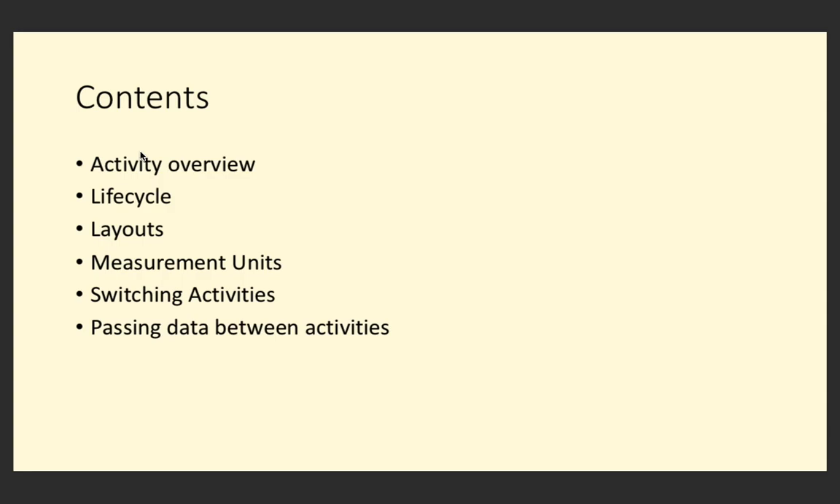We'll touch again on layouts and measurement units. We'll look briefly at a different type of layout, just as an example. And then we'll look at how we can go from one activity to another and pass data between those activities. And then we'll revisit something that comes up in an earlier slide, which is the fact that we can lose data if, for example, we rotate our device while we're using our application.